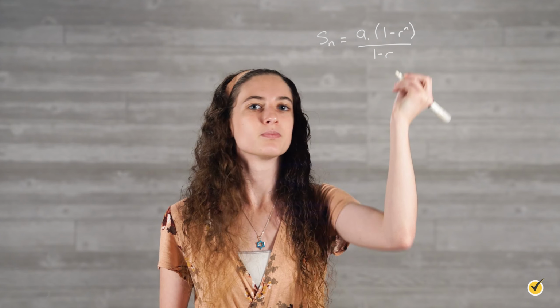We can use the series formula to find the total amount of money Malik plans to deposit. S sub n equals a sub 1 times 1 minus r to the n over 1 minus r. First, we can replace our variables with numbers from the problem. Since we are looking for the total amount deposited after 12 months, n equals 12. We know that a sub 1 equals 10 because Malik's first deposit was $10. And we know that r equals 2 because our sequence doubles each month.